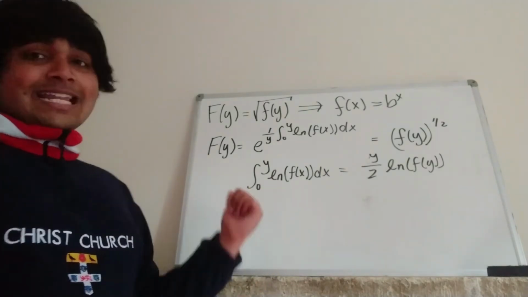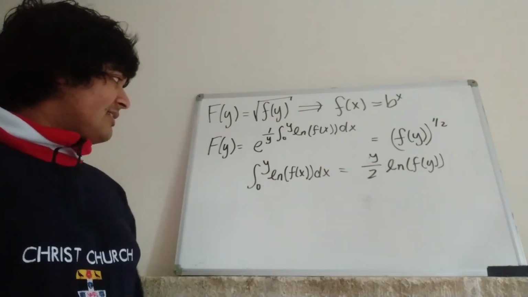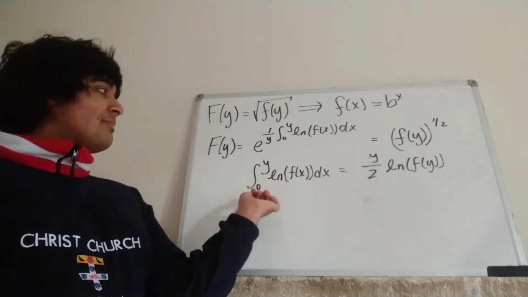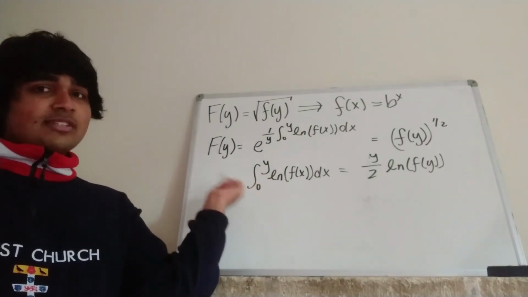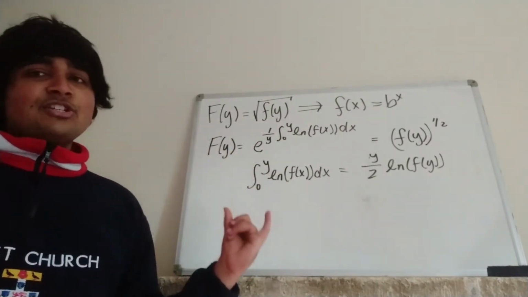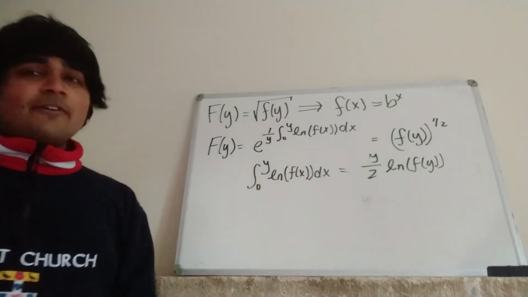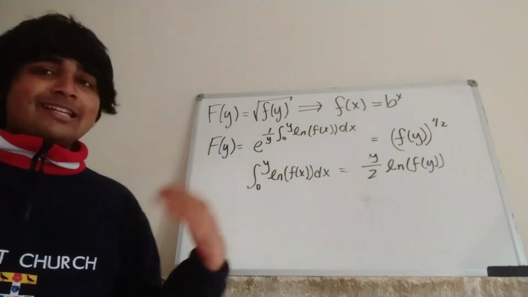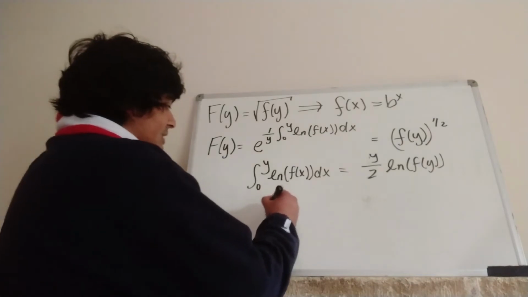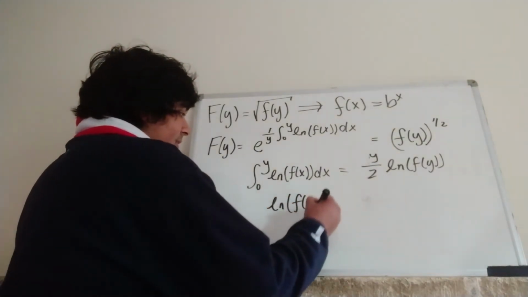So this left hand side here, just using the fundamental theorem of calculus, because I'm differentiating something which is an integral from some constant up to y. When I differentiate it with respect to y, I'm just getting the function in the integrand evaluated at y. So this side, sorry, is just ln of f of y.